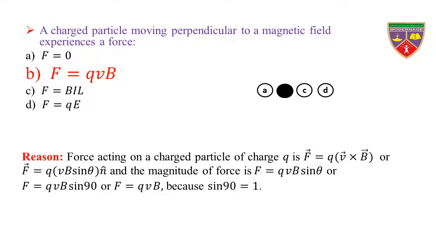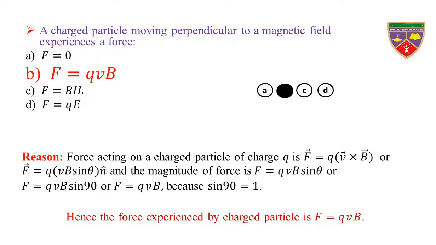Reason: force acting on a charged particle of charge Q is F vector is equal to Q into V cross B, or F vector is equal to Q into VB sine theta into n unit vector, where QVB sine theta is the magnitude of this force, or F is equal to QVB sine 90 because theta is 90. Therefore, F is equal to QVB.